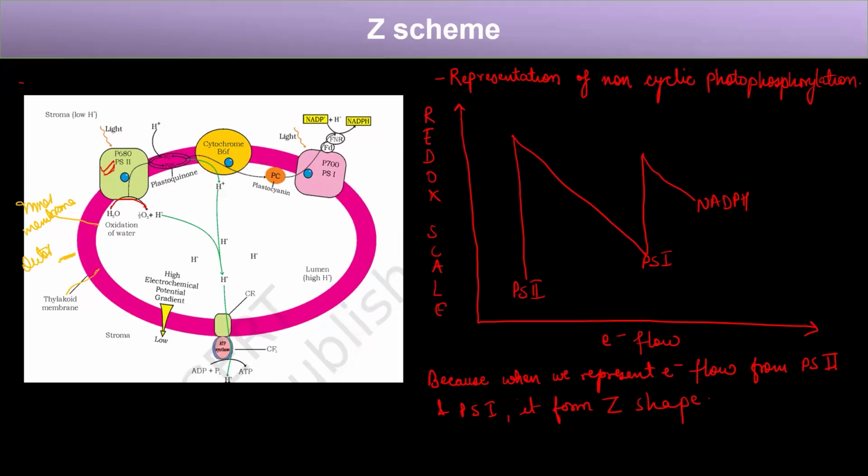Now let's move to another type of phosphorylation, that is cyclic photophosphorylation. When we discussed photophosphorylation, we saw that there are 2 types. So let's talk about cyclic photophosphorylation. As the name suggests, it is the cyclic flow of electrons.